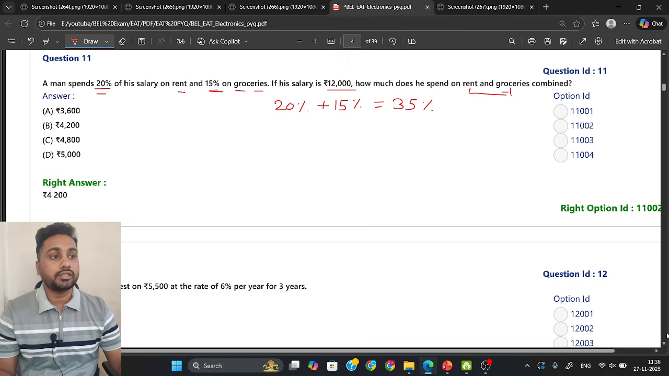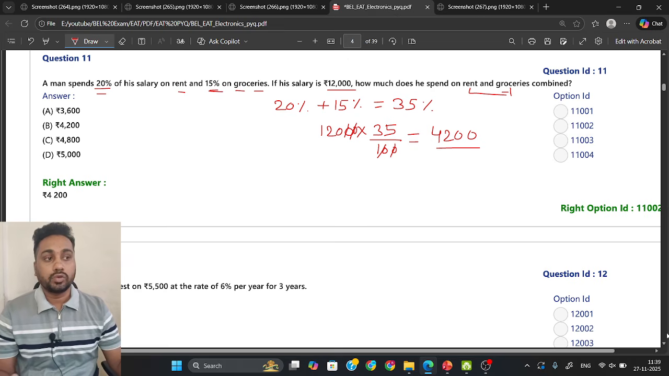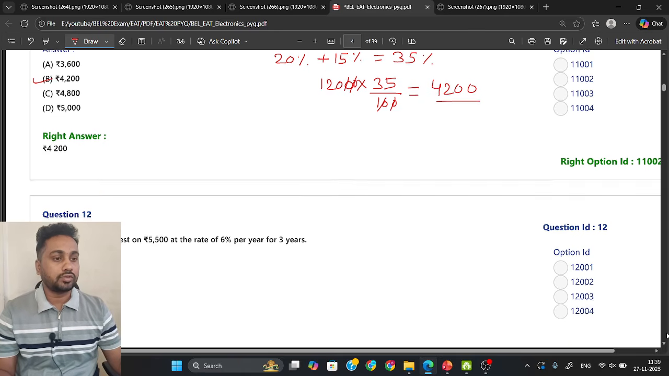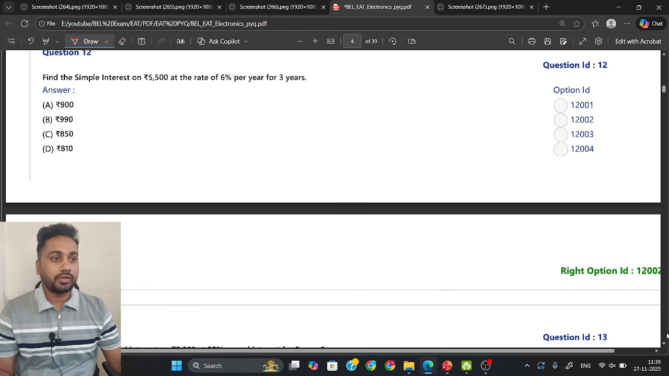And how much salary is he getting? He is getting 12,000 salary. So 35% of 12,000, if you calculate, it will come to 4200. So this much amount he is going to spend including rent and grocery from 12,000. So option B is your right answer. Okay, that kind of question you will get in the exam. Basic questions will come, no need to go into that much depth for this exam.